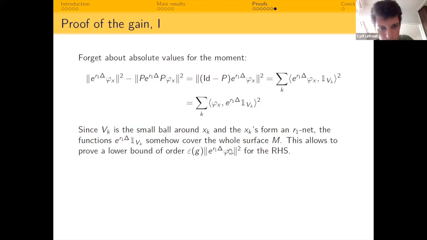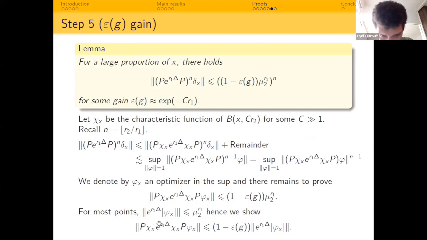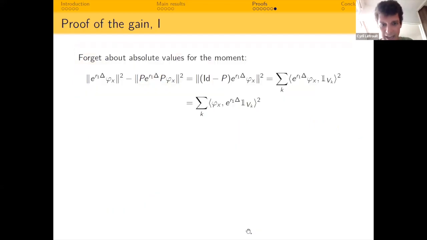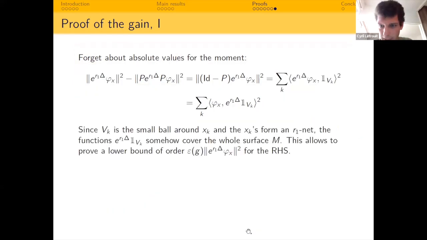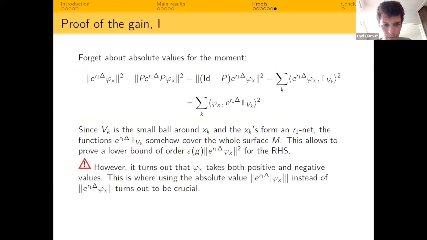And when you now write it and you put it the right way, you exactly get in the end this inequality, this gain. So you see there is a clever geometric idea of putting a net and then using it with the heat kernel.